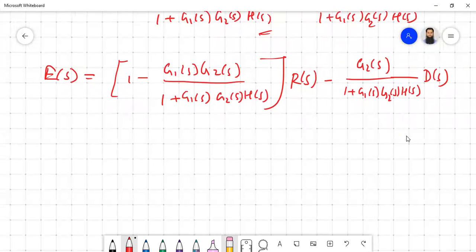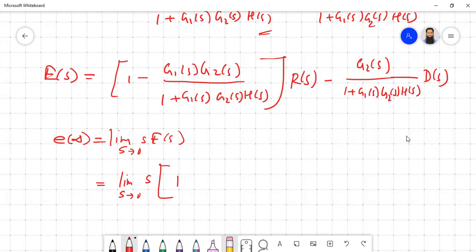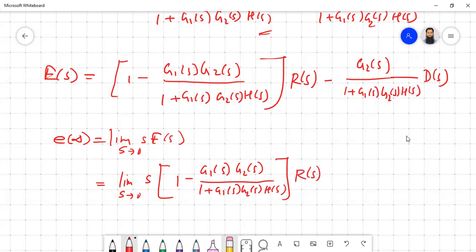Now we should go for the steady state value of it. So basically, the steady state error is equal to limit S tends to zero of S E(S). So we have to place the limit: limit S tends to zero of S, then this whole term, 1 minus G1(S) G2(S) by 1 plus G1(S) G2(S) H(S), then you have R(S), minus limit S tends to 0 of G2(S) by 1 plus G1(S) G2(S) H(S), D(S).